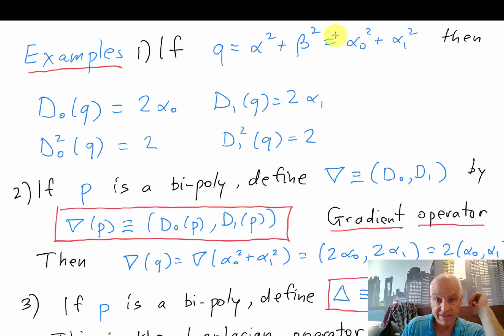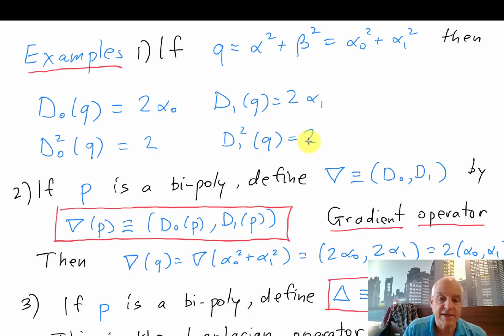So here is a nice little bi-poly number. Let's call it little q. Let's call it alpha squared plus beta squared, or in our ordered notation, alpha sub 0 squared plus alpha sub 1 squared. Okay, so if we apply d sub 0 to this thing, well, we're just differentiating with respect to alpha, so we get 2 alpha or 2 alpha 0. If we apply d sub 1 to this thing, well, we get 2 alpha sub 1, or if you like, 2 beta. If we apply d sub 0 squared to it, we differentiate once again, we get 2. If we apply d sub 1 squared, we apply d again here, we get 2.